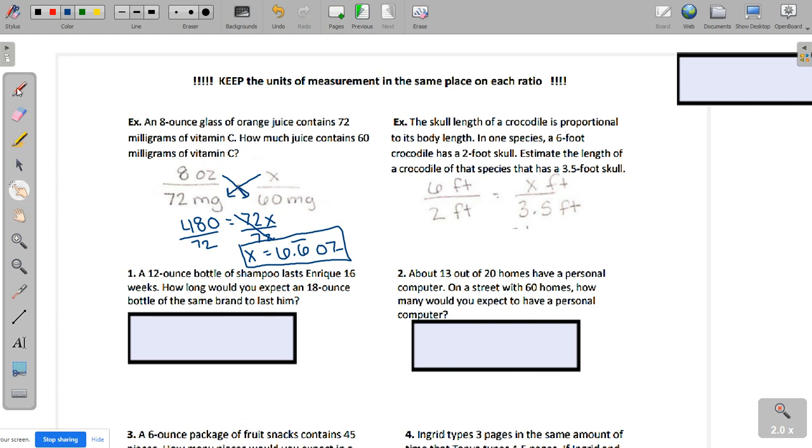Now let's cross multiply. 6 times 3.5 gives us 21, and X times 2 is 2X. Divide both sides by 2. Cancels, and we get X equal to 10.5, in our units of feet. I want you to do the next 6 by yourself and then come back to the video and check your work.